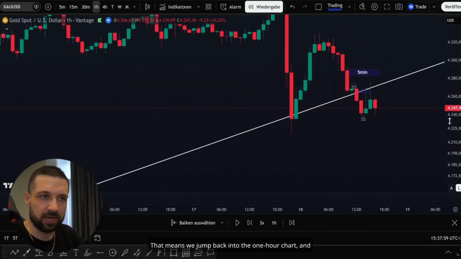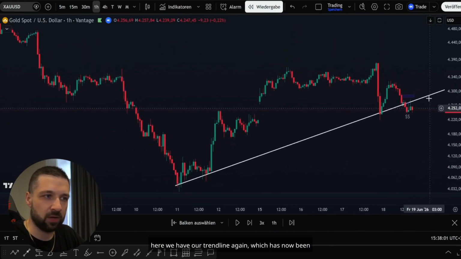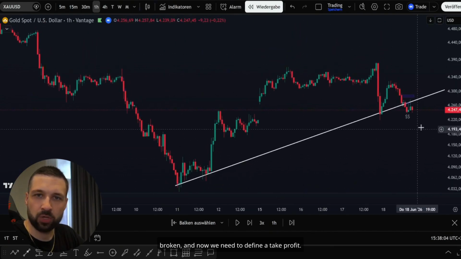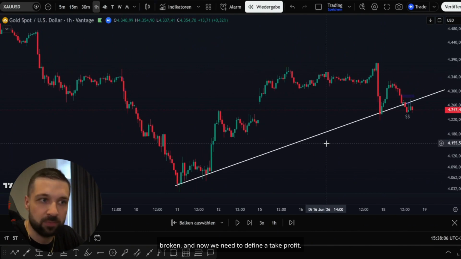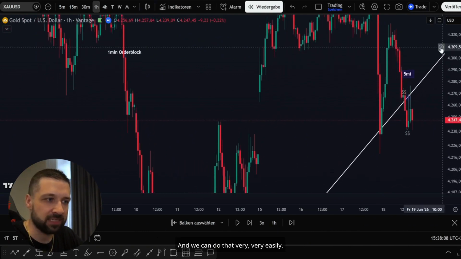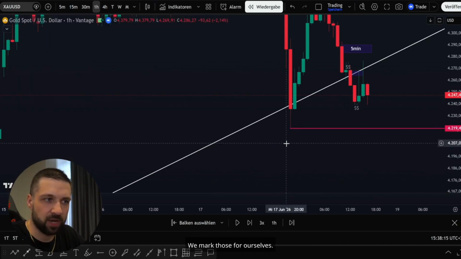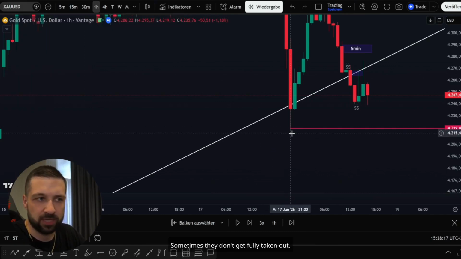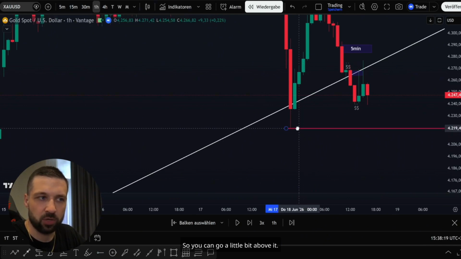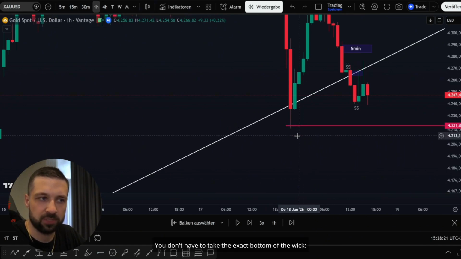That means we jump back into the 1-hour chart. And here we have our trend line again, which has now been broken. And now we need to define a take profit. And we can do that very, very easily. We just look at the wicks here at their most recent lows. We mark those for ourselves. Sometimes they don't get fully taken out, so you can go a little bit above it. You don't have to take the exact bottom of the wick, just go a little higher.